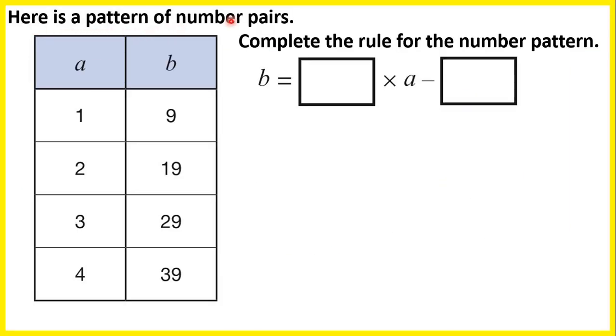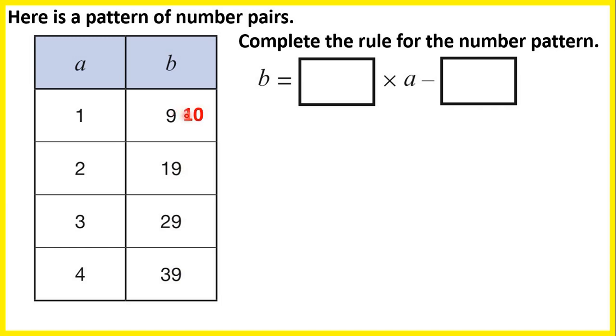Here is a pattern of number pairs. Complete the rule for the number pattern. So we have B equals something times A minus something. So if we look at the values for B, we have 9, 19, 29, 39. So we can see that it's going up by 10 each time.